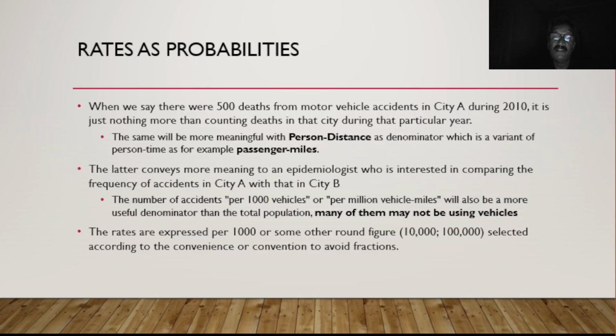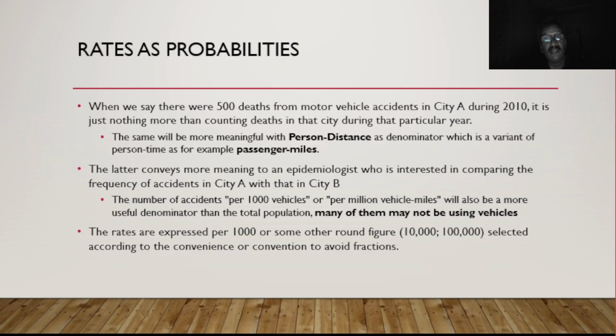Amplifying that, I can say that the number of accidents per thousand vehicles or per million vehicle miles will also be a more useful denominator than the total population. Many of them, in fact, may not be using vehicles. So the people who are not using vehicles will have fewer vehicle miles, and they'll definitely have fewer vehicles also. So we are actually more accurate in terms of telling what happened to people who are exposed to that danger, rather than just taking a mid-year population and saying, okay, on an average, this was the risk of them meeting with a particularly bad turn of events.